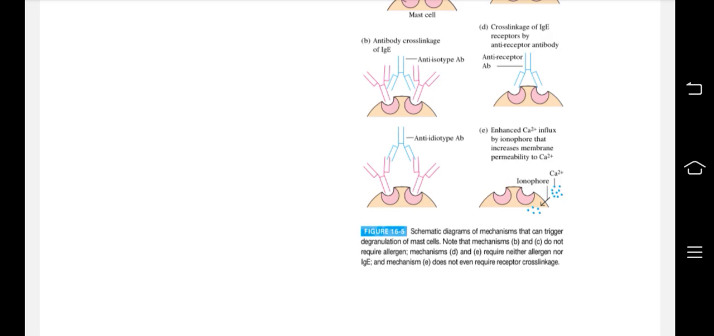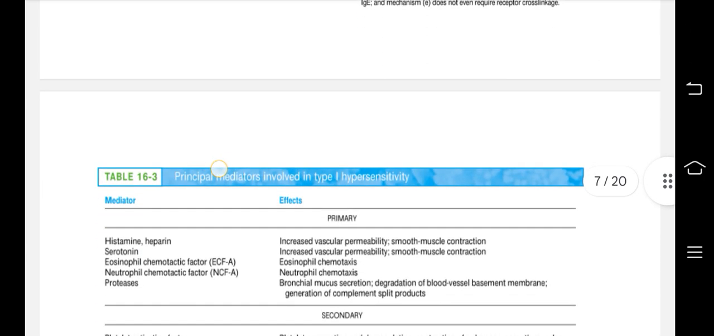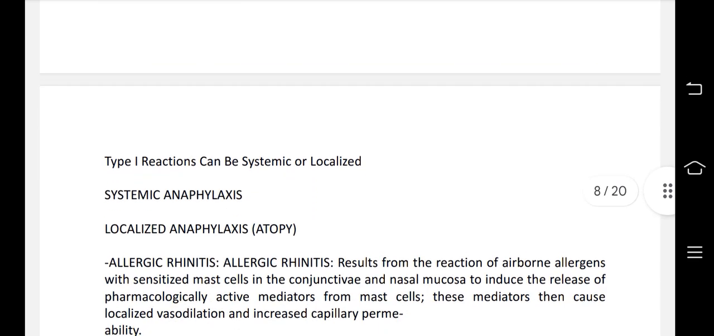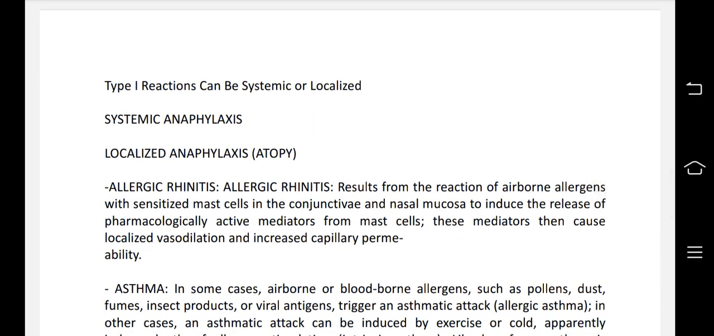Note that mechanisms B and C do not require an allergen. Mechanisms D and E require neither allergen nor IgE. The mechanism does not even require receptor cross-linkage. Then type 1 reactions can be systemic or localized: systemic anaphylaxis, localized anaphylaxis, atopy.